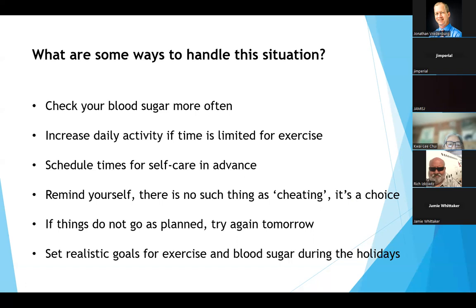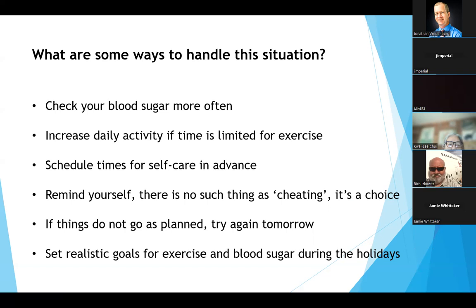I think a lot of times if we say to ourselves, all right, I'm on a calorie budget or a carbohydrate budget, and here's how I choose to spend those amounts for this particular meal. But you've got to be realistic and figure out, going into the holidays, what's a realistic goal for me as far as an amount of physical activity and what my blood sugar level would be, and then act accordingly.